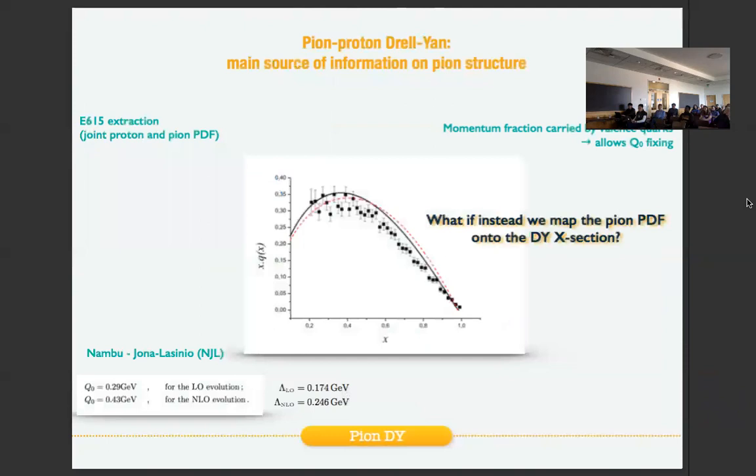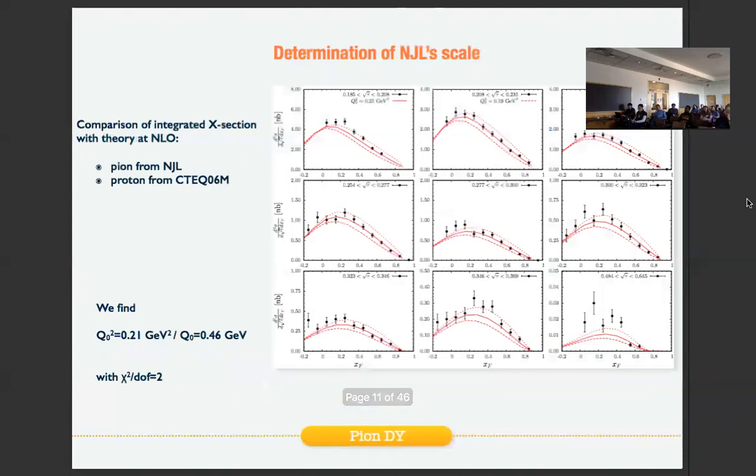So if you want to say something about Drell-Yan, first we need to recheck the scale procedure that we had before. What if, instead of just matching the momentum fraction from the second Mellin moment, we map the pion PDF onto the Drell-Yan cross section? That's what we've done, and I think we could redo it for other things. We took the integrated Drell-Yan from the data, E615, and that's the integrated version here. So we have the data.